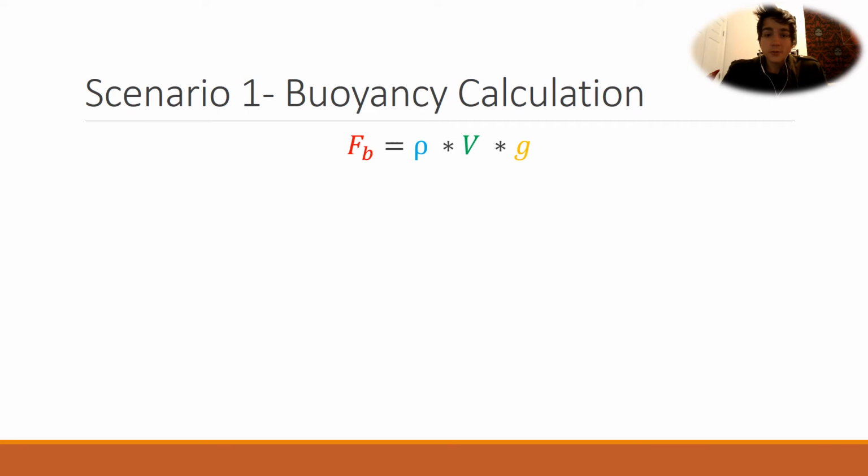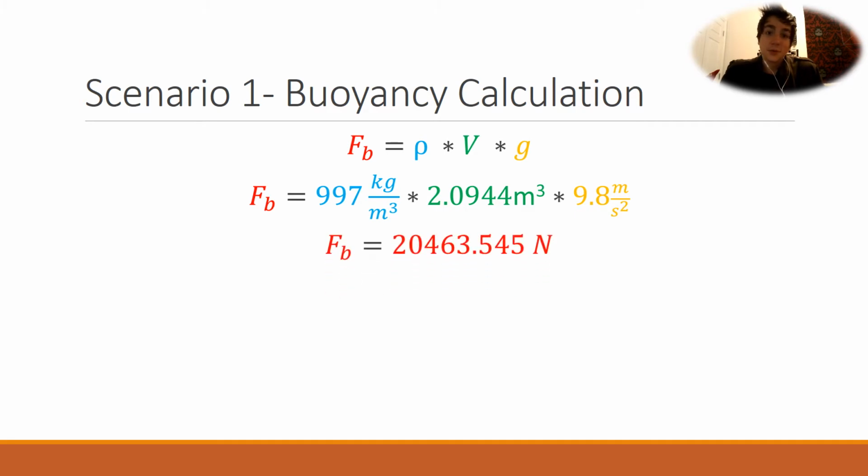Assuming the fluid is water, and knowing that the density of water is 997 kilograms per meter cubed, we can now multiply it by half the volume of the sphere and the acceleration due to gravity to calculate the buoyancy force. Performing this calculation yields a buoyancy force equal to the gravitational force, thus confirming the object floats.